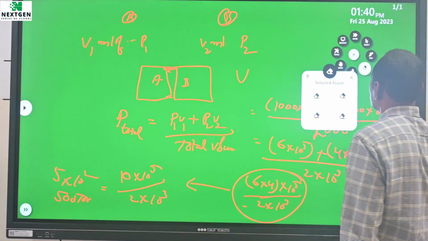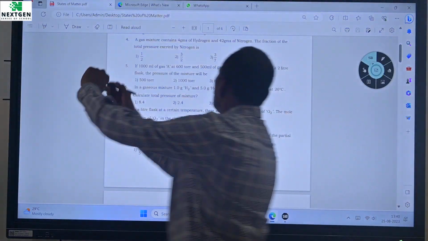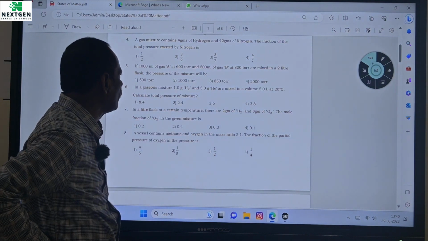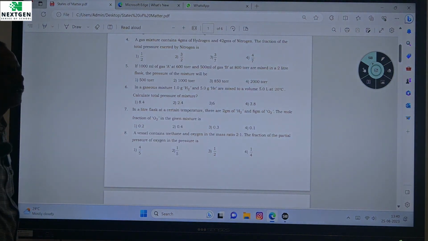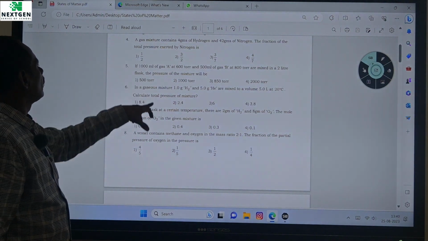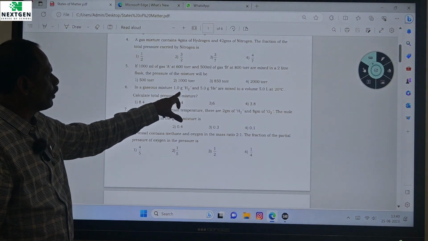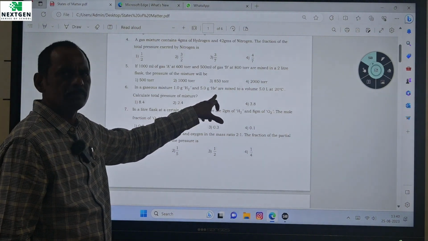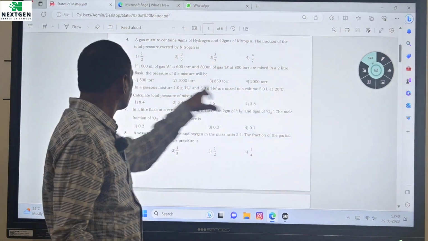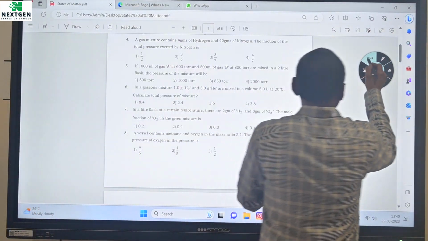Coming to the next one. Sixth one, in the gas mixture 1 gram of hydrogen, 5 grams of helium are mixed in a 5 liters vessel at 20 degrees. Calculate the total pressure. Very direct question. 1 gram of hydrogen, 5 grams of helium. So we can calculate the number of moles of hydrogen, number of moles of helium. Mixed in a 5 liters vessel, volume is given. At 20 degrees centigrade, temperature is given. Calculate the total pressure of the mixture.